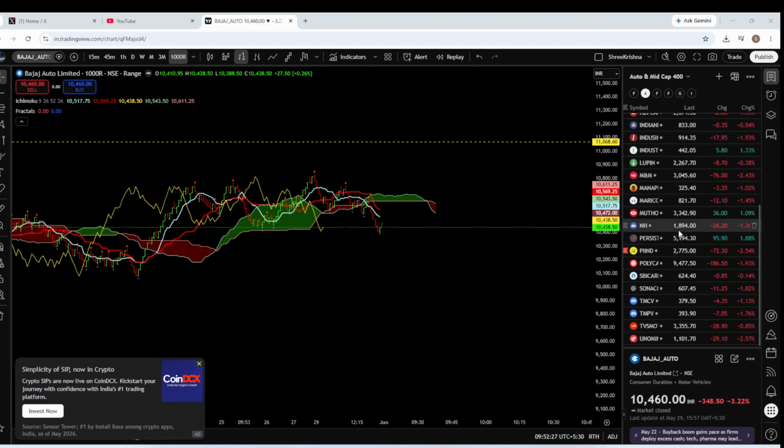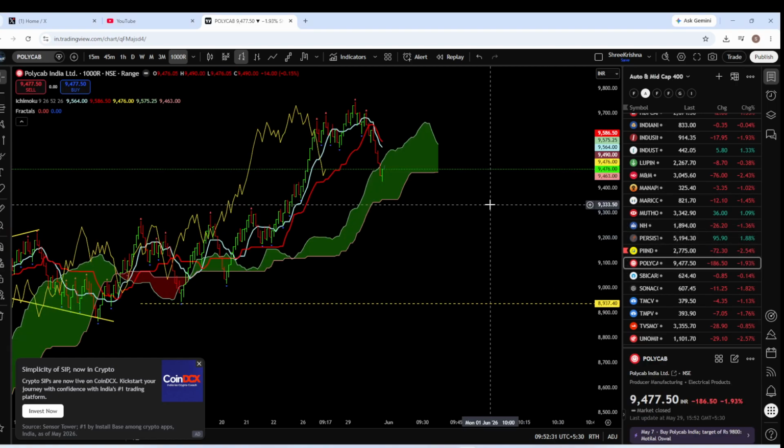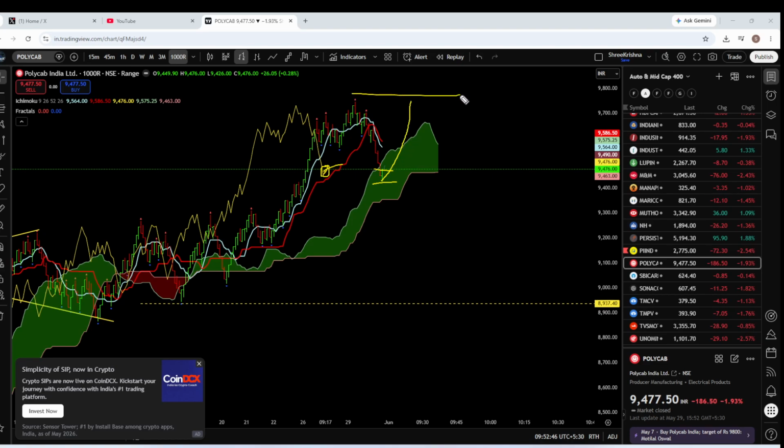You can go with a bigger one, Polycab. Again, Polycab has entered into wave 4. We call this wave 4 because it is going to bounce from the Kijun-sen. It is a bounce from the Kijun-sen, inside the cloud. So it is likely to go upside one more.